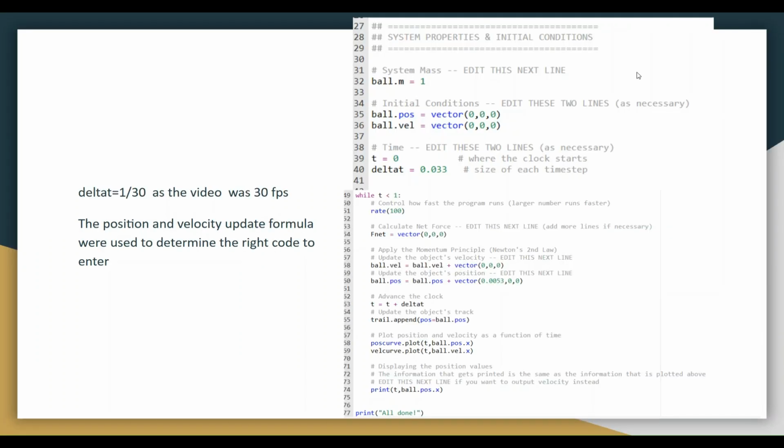Here I have the GlowScript code that I used. A few things are left unchanged, like the system mass and the initial conditions; the position and velocity were all set at 0. Time obviously started at 0. Delta t: as the video was filmed at 30 frames per second, we did 1 divided by 30 to get that number. So we had to find the right position and velocity numbers to use, and that was done using the Tracker software. I used the position and time to create the settings that would allow us to get an accurate graph of what it might look like.